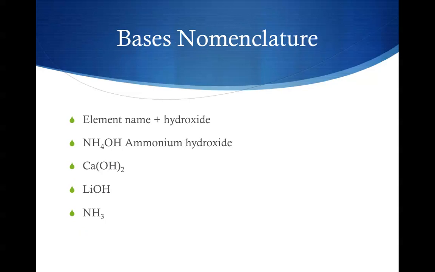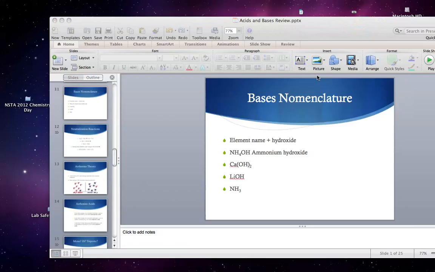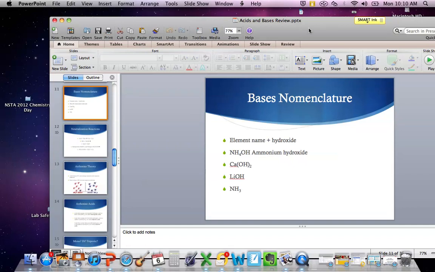All right, last one, bases nomenclature. Element name plus hydroxide. Most of those are really easy to remember. Don't forget about NH3. So the first one, NH4OH, ammonium hydroxide. Go ahead and stop the recording. Do the last 3. All right. Calcium hydroxide, lithium hydroxide, and ammonia. All right, so this is it for acid and base nomenclature, and I will go ahead and stop here for the next one.